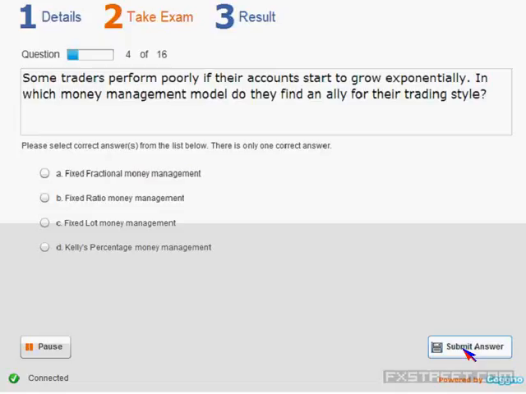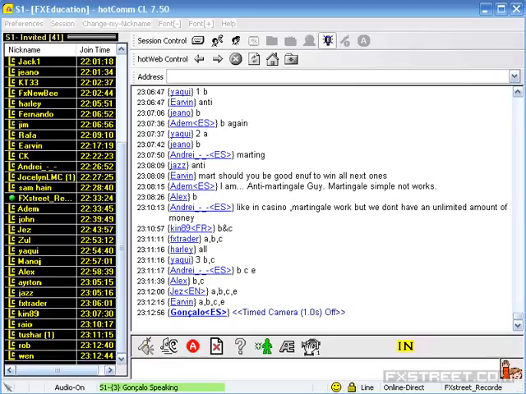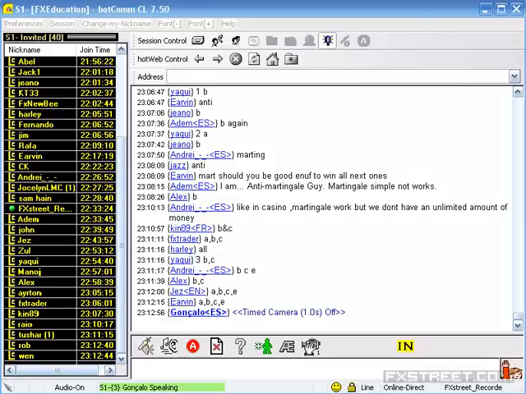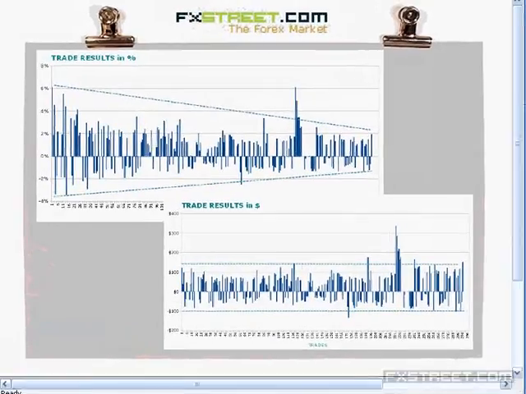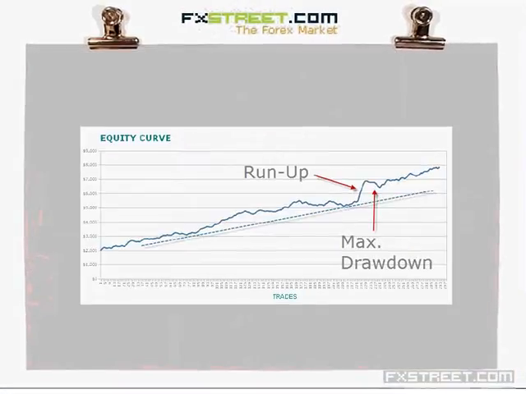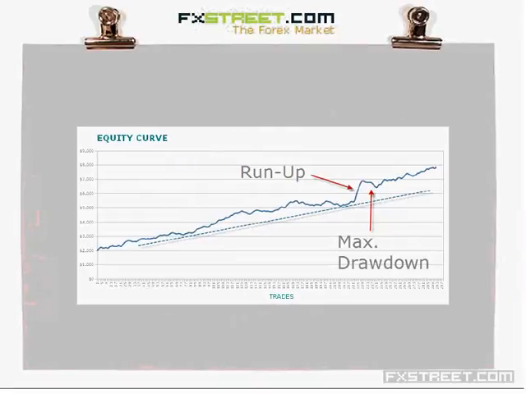Okay, some traders perform poorly if their accounts start to grow exponentially. In which money management model do they find an ally for their trading style? So imagine, and here we will go, let me switch the cam here. One second. Okay, here you should see now the PDF again.